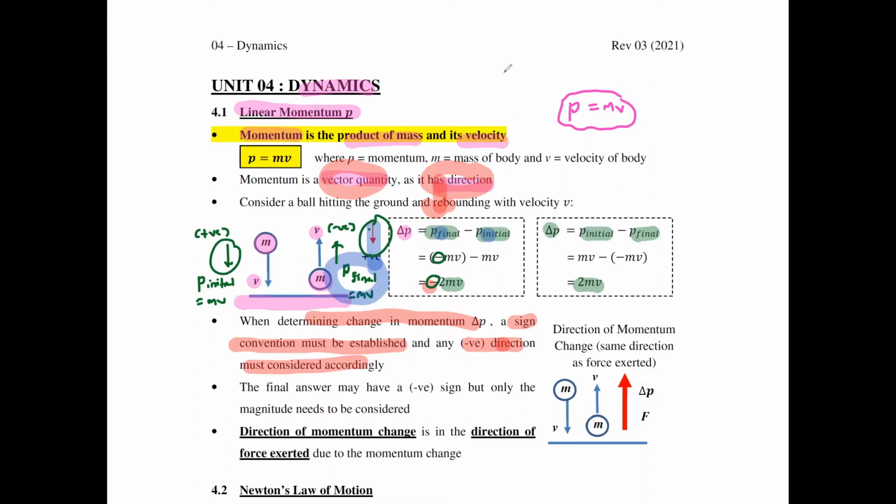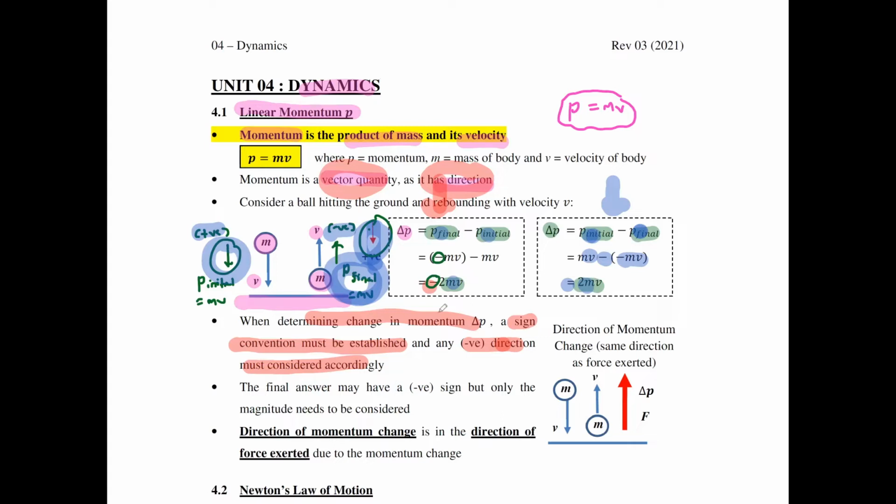Now, if I were to do it another way, like the one shown on the right here, I take initial momentum minus final momentum. As I said before, my sign convention is downwards positive. My initial momentum is positive, so it's just mv. But then minus the final momentum, the final momentum is negative, so it's minus negative mv, giving me 2mv. So magnitude wise, I'm going to get the same answer.